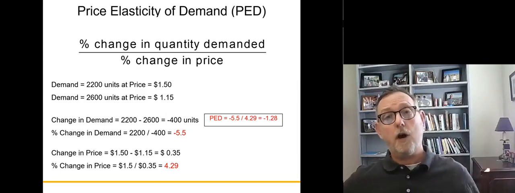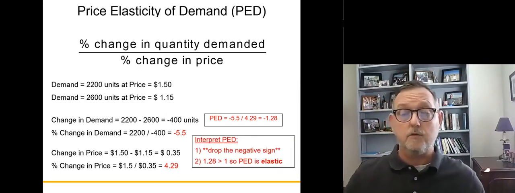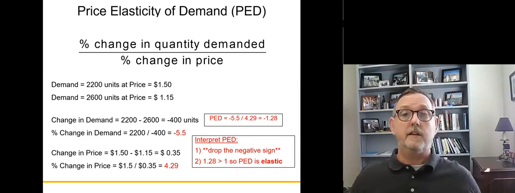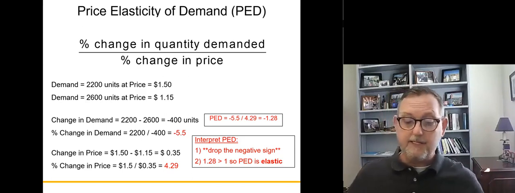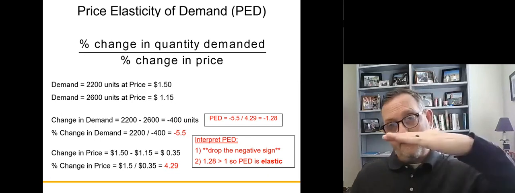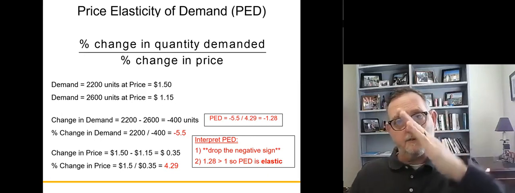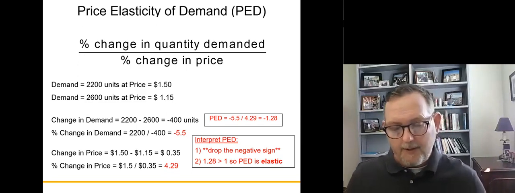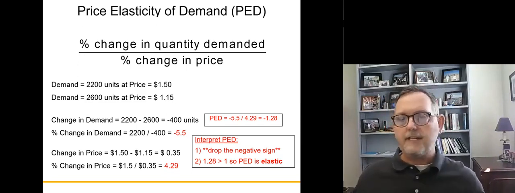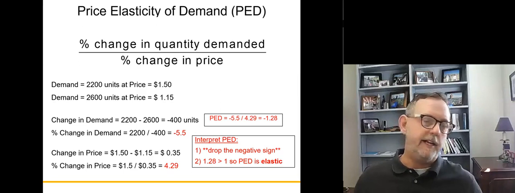Now remember, we're going to drop that negative sign. So drop the negative sign, and we have 1.28. 1.28 is greater than 1 this time, and so our price elasticity of demand is now elastic. It's greater than 1. Okay, so again, it's a flatter curve as opposed to a narrower curve like that. Okay, so that's calculating price elasticity of demand.